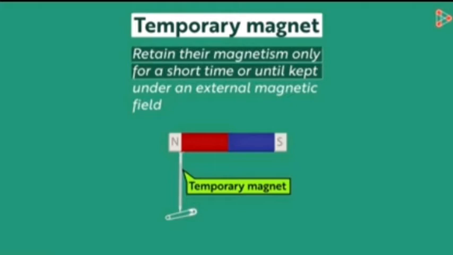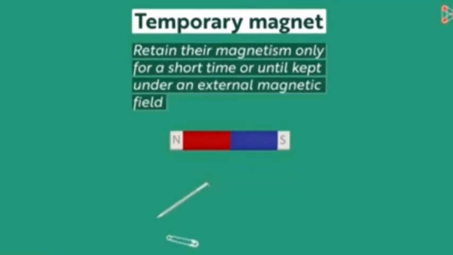We will not discuss the permanent magnet because that is not our topic. Our topic is basically related to what? Temporary magnet. In the picture you can see that it is retaining its magnetic property only when an external magnetic field is kept beside it. As soon as the external source is removed, it loses its magnetic property and does not retain its magnetism. So this is about the temporary magnet. Now let's discuss in detail what is actually the magnetic effect of electric current.